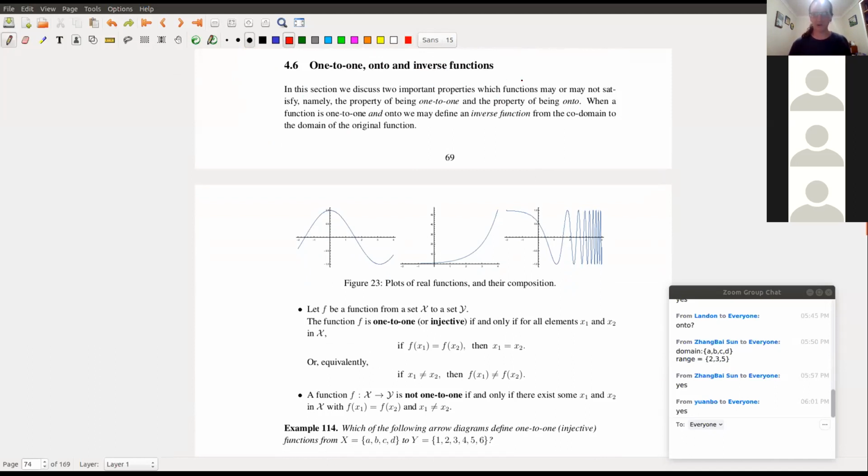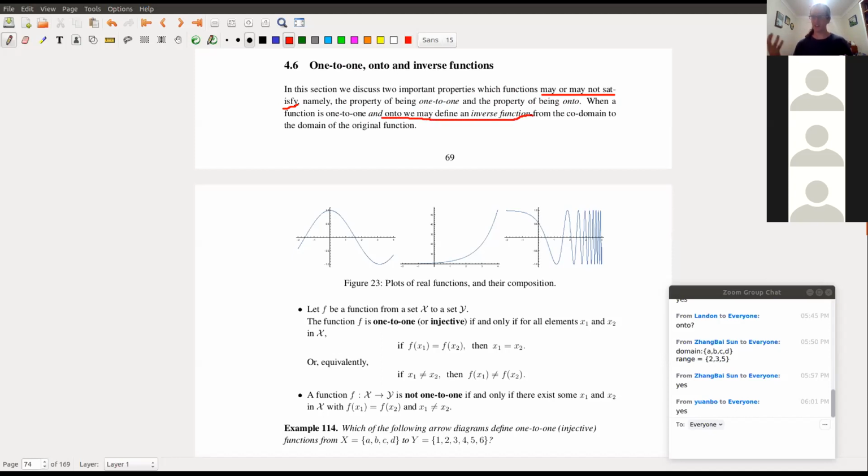Okay, two important properties that functions may or may not satisfy. So this is really important. Remember that first one we drew, or I drew, sorry, might not have satisfied it. Again, not all relations are functions, not all functions are one-to-one, not all functions are onto, not all functions are one-to-one and onto. But if you've got both, then you've got a magic thing called an inverse function. So if you've got both of these, then you can invert it.